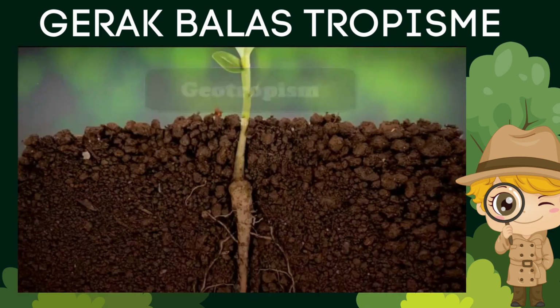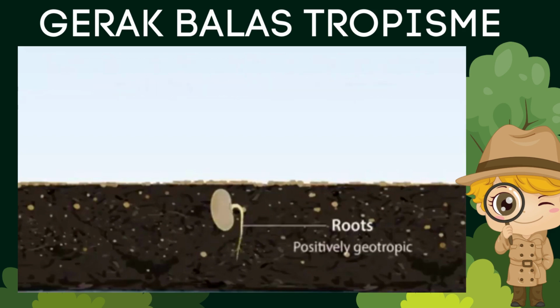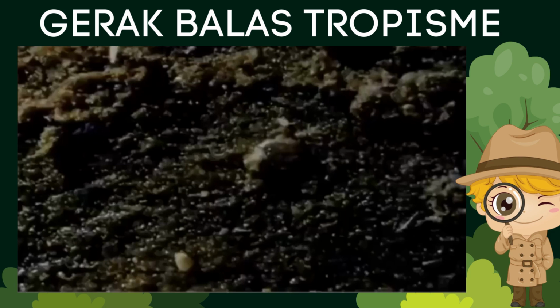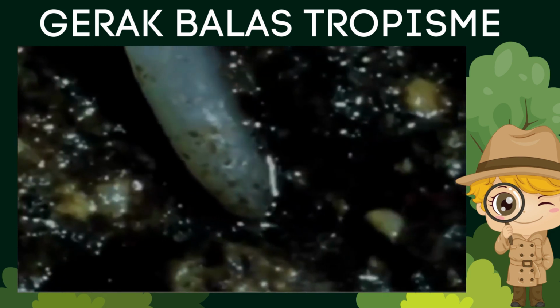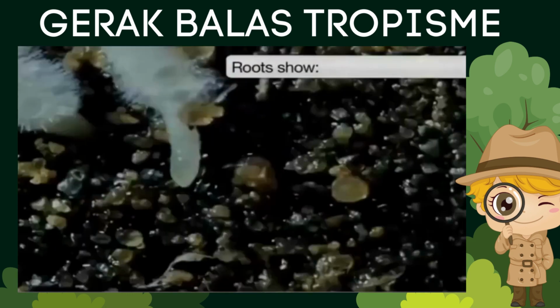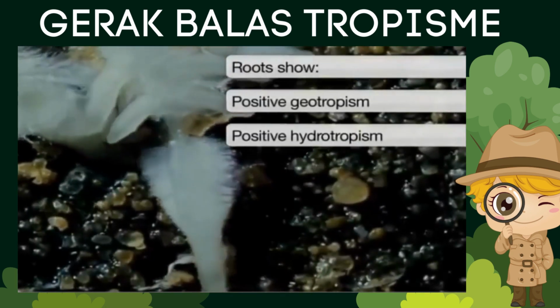Geotropism. The movements shown by plants with respect to stimuli of gravity is called geotropism. Roots are positively geotropic. Roots show positive geotropism, positive hydrotropism.